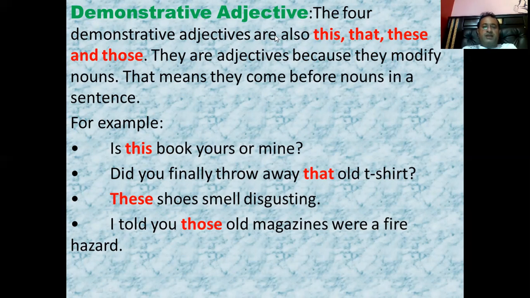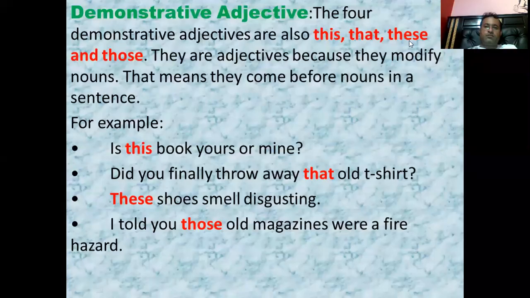These shoes smell disgusting. Again, here they are modifying the shoes. You can say that they are explaining the shoes. So here this is the demonstrative adjective. I told you those old magazines were a fire hazard. So again, in all these four examples, this, that, these, and those are being used as demonstrative adjectives.